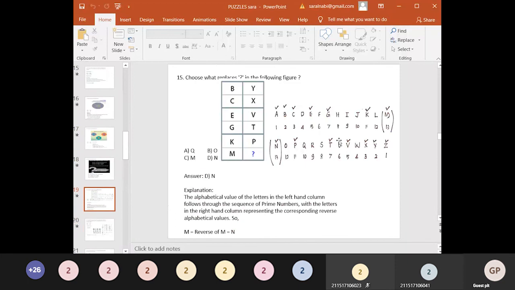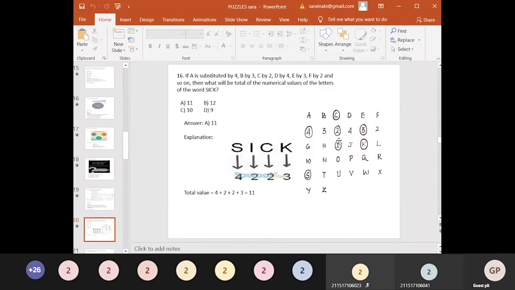You can work out problems like this one. If A is substituted by 4, B is substituted by 3, C is substituted by 2, D is substituted by 4, E by 3, F by 2. So they have given some numbers for particular alphabets. Then what will be the total of the numerical values of the letters of the word SICK? They have asked for that.